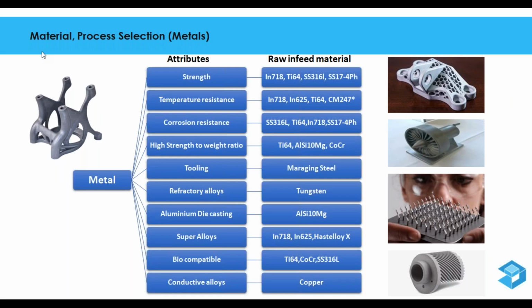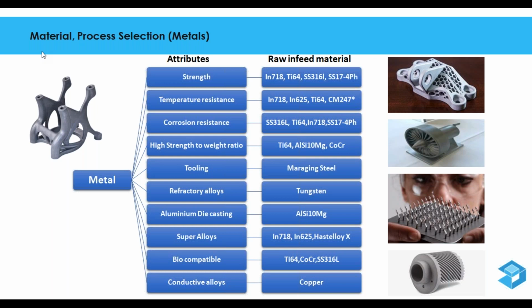Again, on the metal side, you can choose according to your end application. If you require a lot of strength in your component, you can work with the nickel superalloys, and titanium for efficiency to weight ratio. For temperature resistance, high temperature alloys like IN718, IN625, CM247, which is one of the key crown jewels of additive manufacturing. People have been trying to develop on this technology currently. Corrosion resistance like 17-4 and SS316L, strength to weight ratio in Ti64, cobalt chrome, and AlSi10Mg.